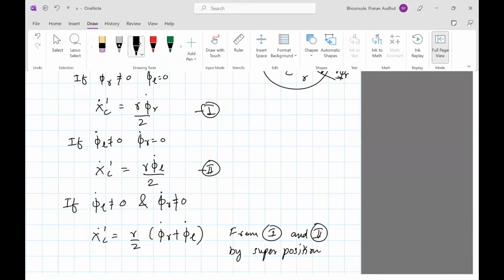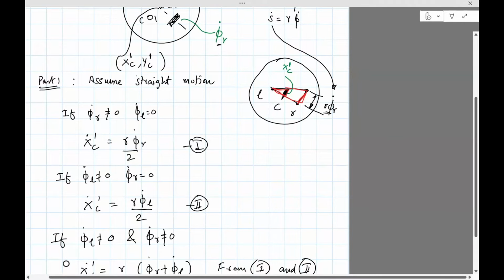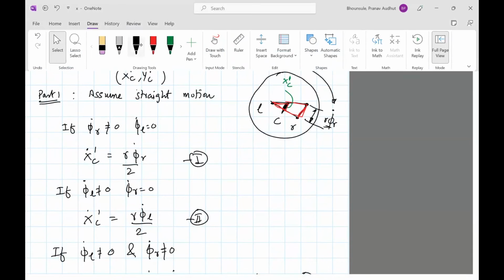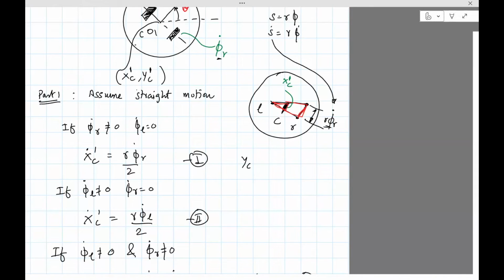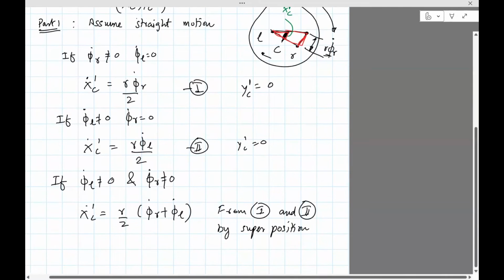Okay, now when we have the right wheel moving and the left wheel not moving, the question is, what is the distance moved by point YC? YC is the Y coordinate, so it will be the distance moved in the Y direction. What will that be? Does it move in the Y direction? It will actually be 0. The car cannot move in the Y direction when you have it configured in this fashion. It's just a property of the differential drive car.